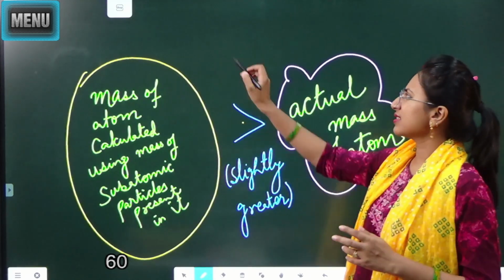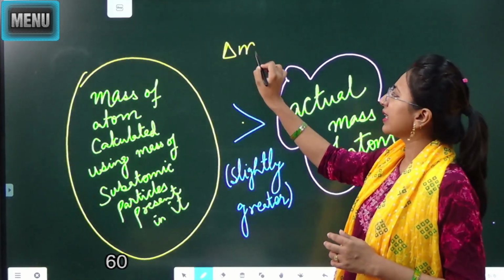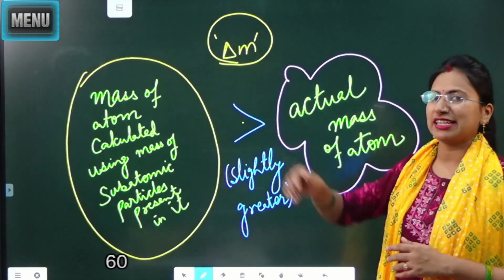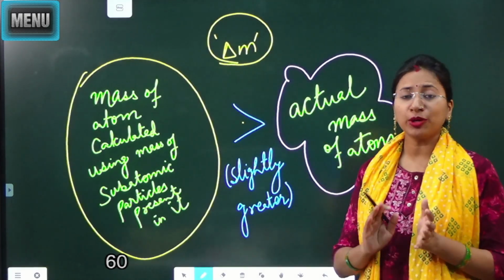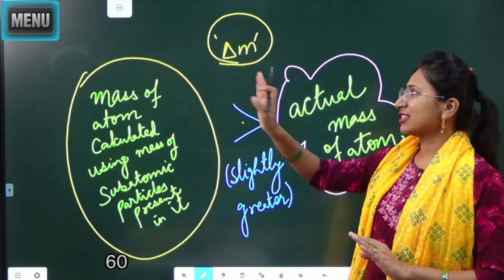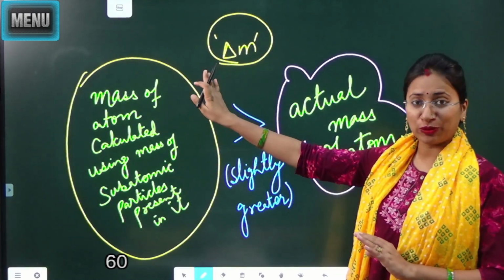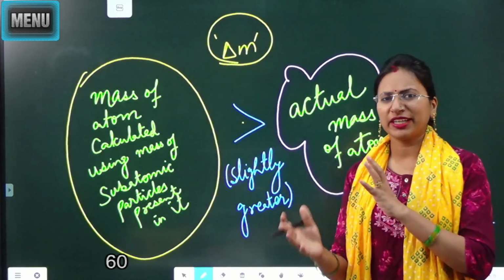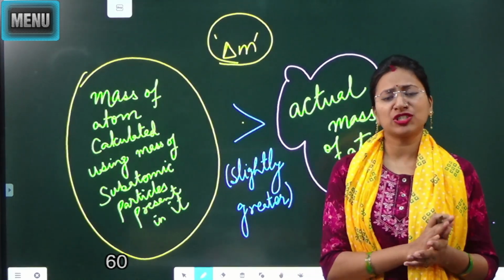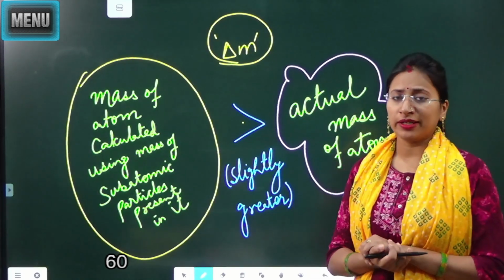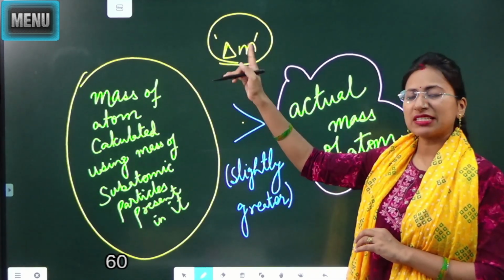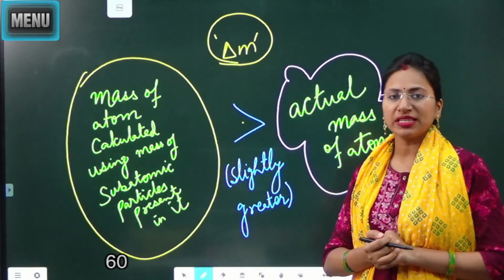Let us call that slight difference delta M. Delta M is denoted as mass defect. It is an important point related to the nuclear chemistry part. Einstein's famous equation E equals mc square is related here. Stability of nucleus and binding energy are all related to the term mass defect, which we will discuss completely in the nuclear chemistry part.